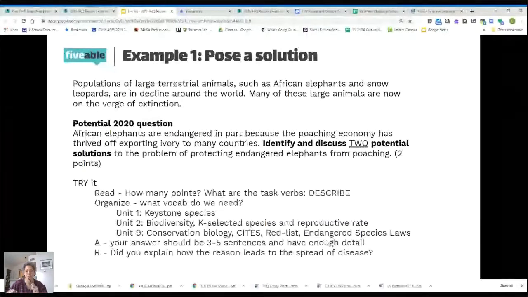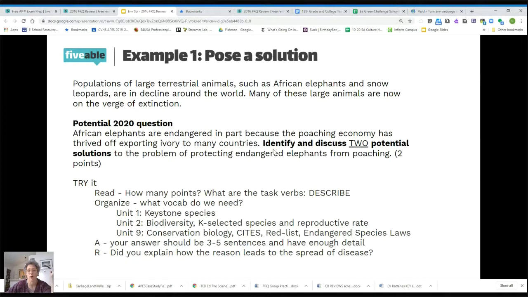And they tell you it's 2 points. If they don't tell you it's 2 points, you could look at this and say, okay, I have to identify and discuss 2 potential solutions. That's probably either 4 points, 1 for each identify, 1 for each discuss, but probably not. It's probably going to be 1 point for identifying and discussing each potential solution. So I read it. I asked myself how many points. I know what the task verb is. It's describe. Oh, no, it was describe. I changed it to identify and discuss.